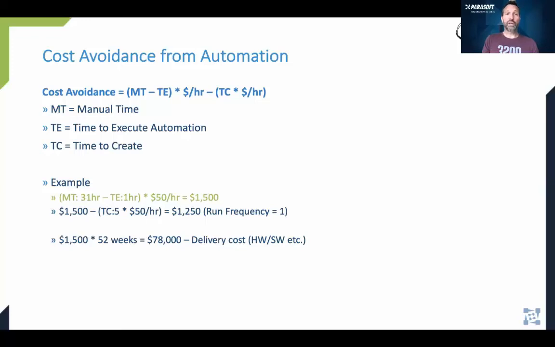Now, if you then subtract off of that savings, how long did it take to create those tests, right? So if it took 5 hours to create the automation, then, at a run frequency of 1, you'd have a return of $1,250. Now, it turns out, because we're going to be executing these tests many times, that creation number is going to go down and down and down and become fairly insignificant. So if we take the original $1,500 across 52 weeks, right? At $78,000 minus any delivery costs, which I guess you could include creation in that.